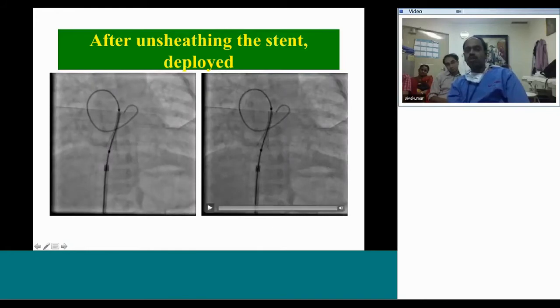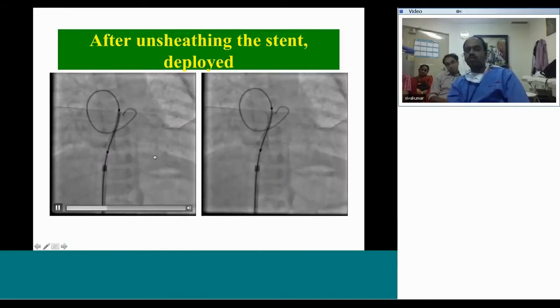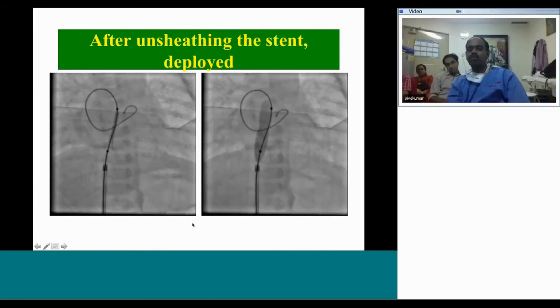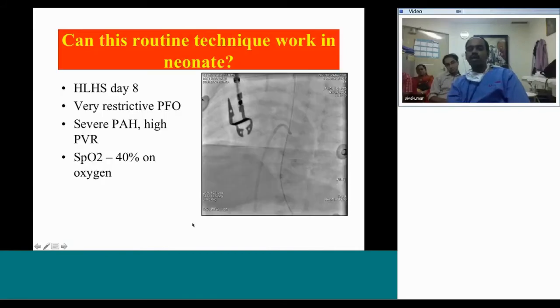Then you open it out, and you can appreciate that initially the proximal portion dilates, then the distal portion dilates. This is the waist, this is the region of the atrial septum. And finally, you deploy it to the level that you want. So this is what is called a routine technique. This can even be done in as small a baby.